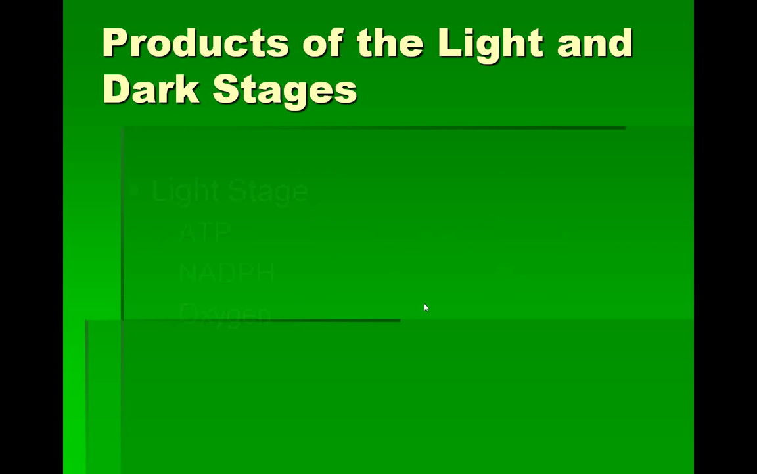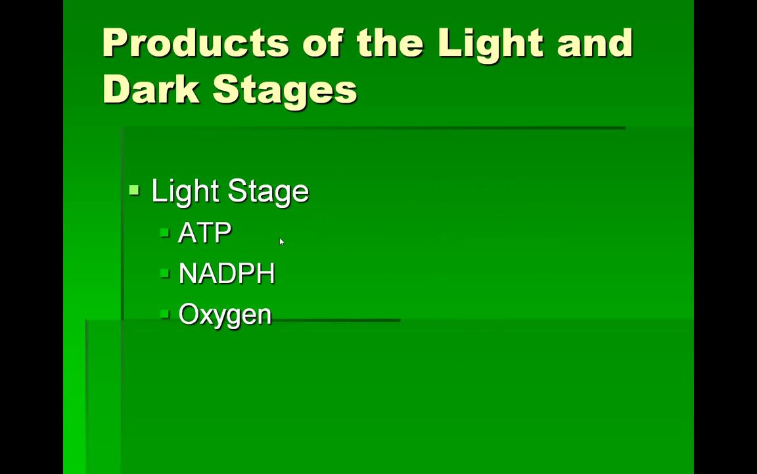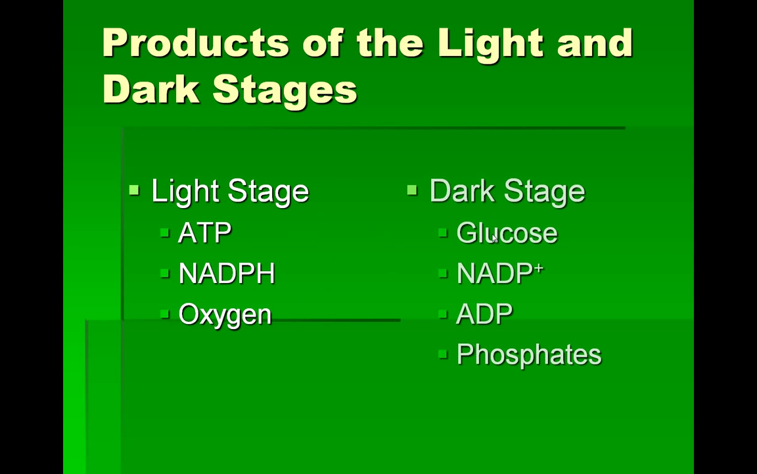So that's it, the products of the light stage and the dark stage. In summary then, the light stage, the products are ATP, NADPH, that's the taxi full of its passengers, and oxygen, which is largely waste. The products of the dark stage are glucose. NADP plus now is the empty taxi that's recycled, and it goes back as an empty taxi after dropping off its passengers, back into the light stage to pick up another passenger load. ADP is also recycled, will be available then to make more ATP, and of course inorganic phosphates are always available then in the chloroplast.